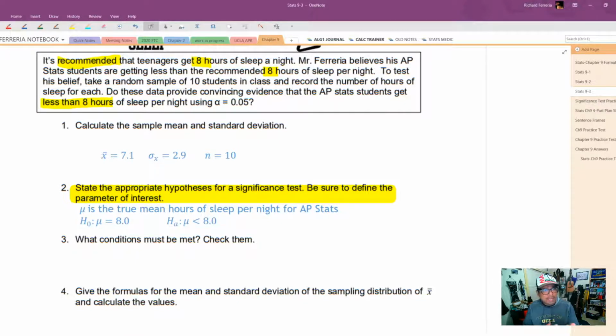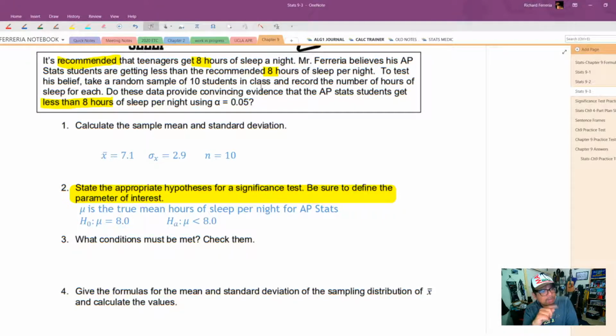And where does that 8 come from? The idea here is that you can't use 7.1 because 7.1 comes from the sample. What we want to do is figure out what is the true mean amount of sleep. And based on the reading, I see in the first sentence that we have a recommended 8 hours of sleep. And then in the second sentence, I see that we believe we're getting less than 8 hours of sleep. So that tells me that my null value is going to be 8.